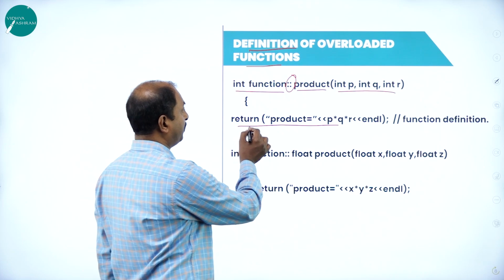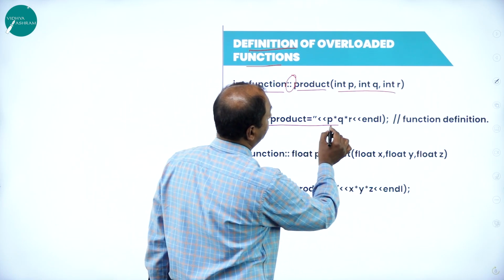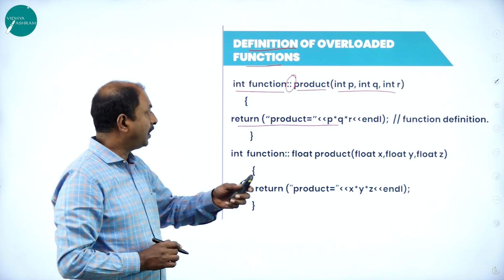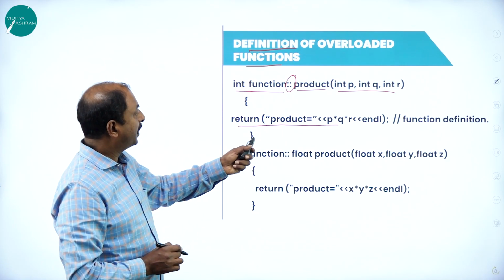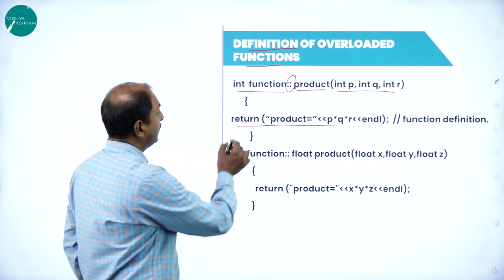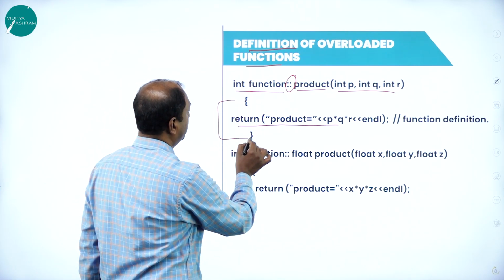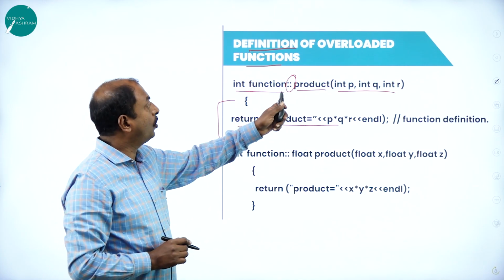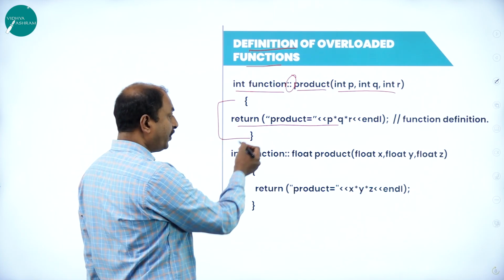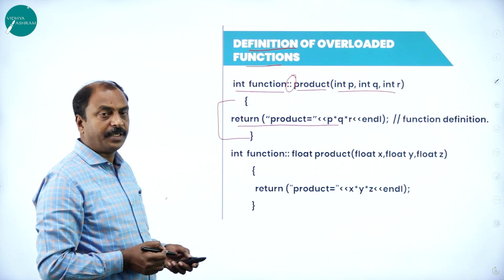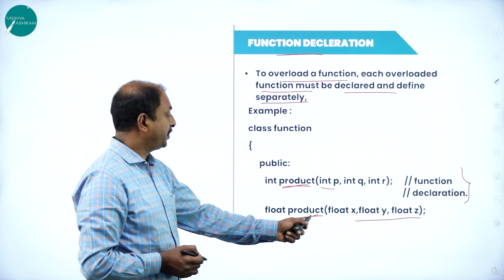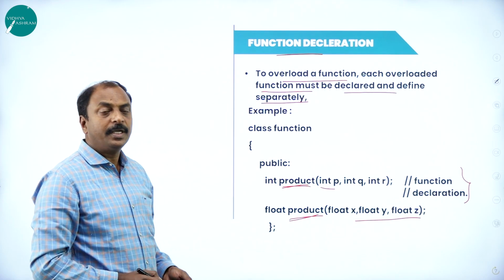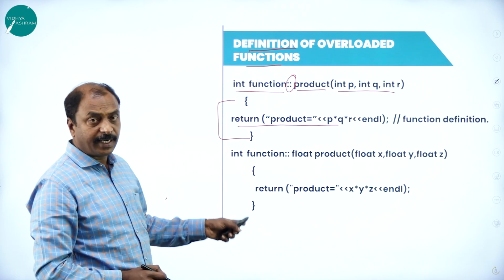Here we are writing the statement return product equals p into q into r. Product of three variables or three arguments. And we are closing the function here. So this is the function definition. It is defined outside the class through the scope resolution operator. Next, as we have seen, we declared one more function, a float product with three arguments. This one also has to be defined outside the class.